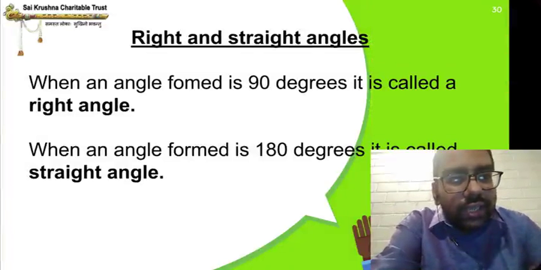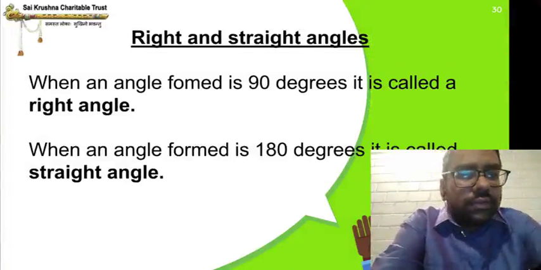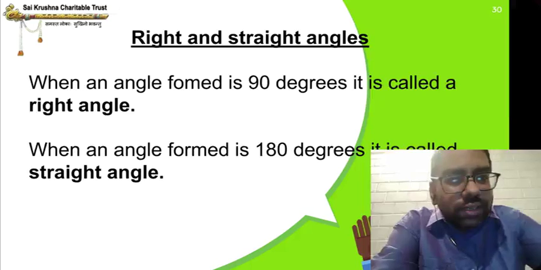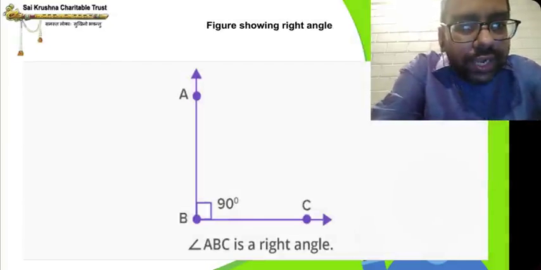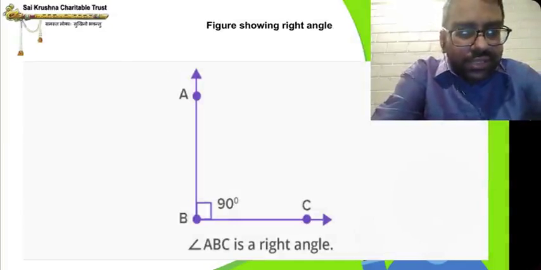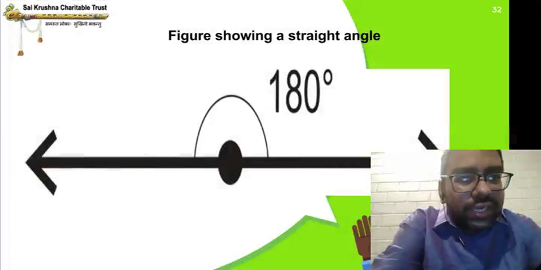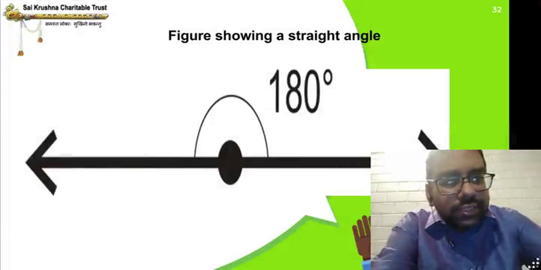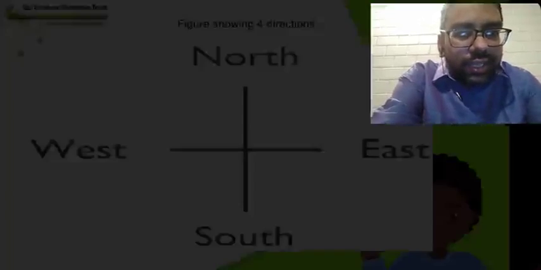Right and straight angles. When the angle formed is 90 degrees, it is called a right angle. When the angle formed is 180 degrees, it is called a straight angle. See here, this is a right angle. AB and BC are two rays. They are intersecting at B. ABC will form a right angle. This is a figure of a straight angle, 180 degrees. When the angle is at 180 degrees, it is called a straight angle.